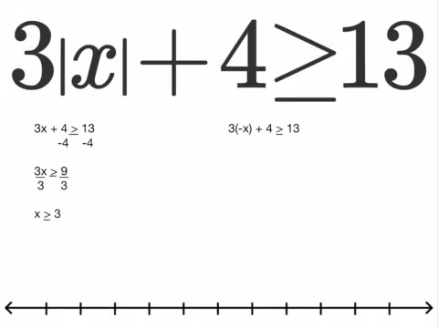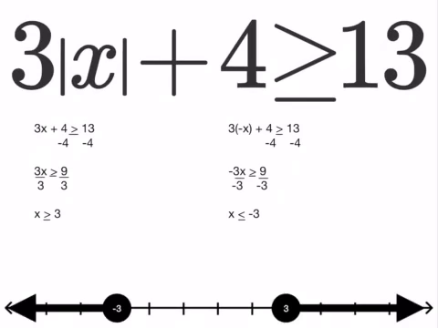The other version just changes into, I would subtract 4. Negative 3x is now greater than or equal to 9. Divide by negative 3. Remember that flips the sign, meaning x is less than or equal to negative 3. So if x is greater than or equal to 3, that means that goes to the right, and it's less than or equal to negative 3. That means that there's going to be a hole from negative 3 to 3.